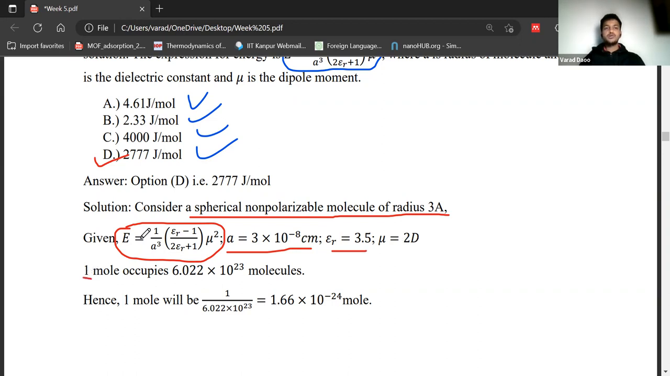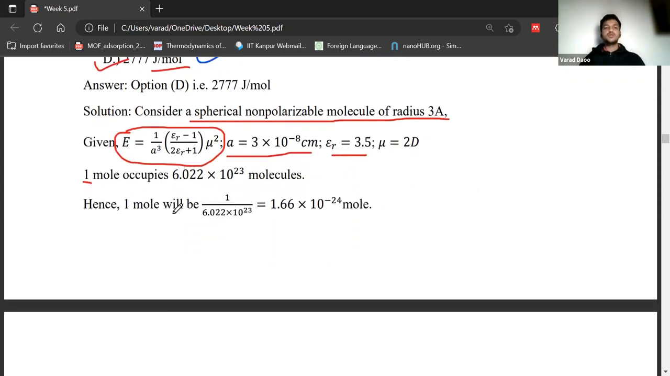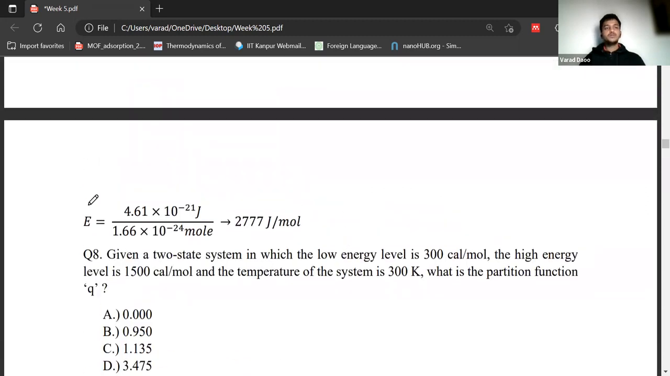Remember, this is for one molecule, but the units asked for are joule per mole. So we need to convert from molecule to mole. What do we use for that? We use Avogadro's constant. I have also given you the unitary method, otherwise you can use it straight away. One mole contains Avogadro's number of molecules, hence one mole will be this many molecules. You just calculate it.